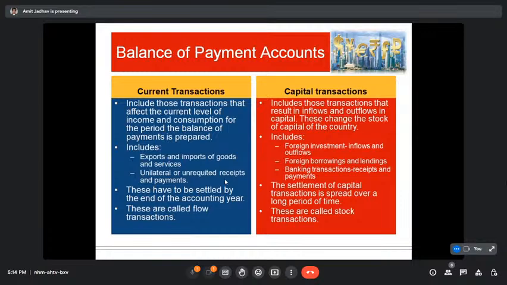Banking transactions: banking business is increasing quite fast, and our domestic banks have some branches outside, or some foreign banks have branches in our domestic economy. So those receipts and payments are also part of the capital account. Next, the settlement of capital transactions is spread over a long period of time, because some capital is short term and some is long term capital.